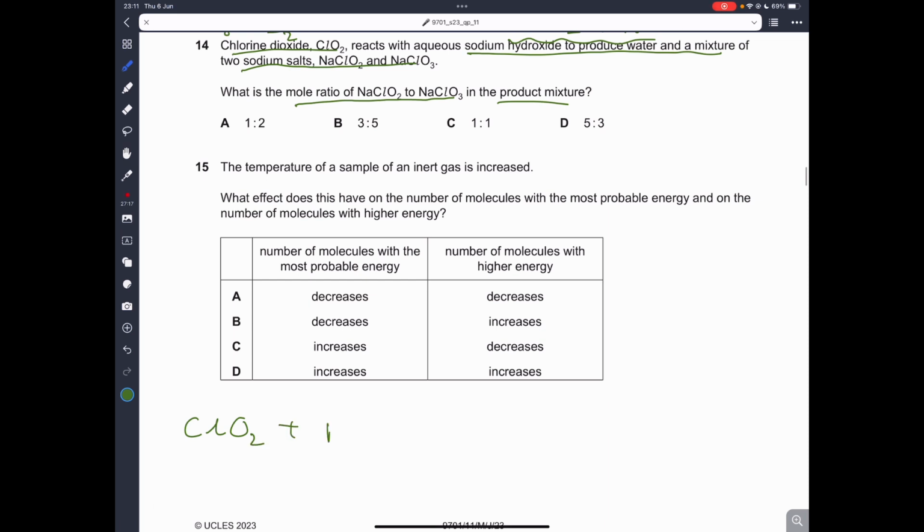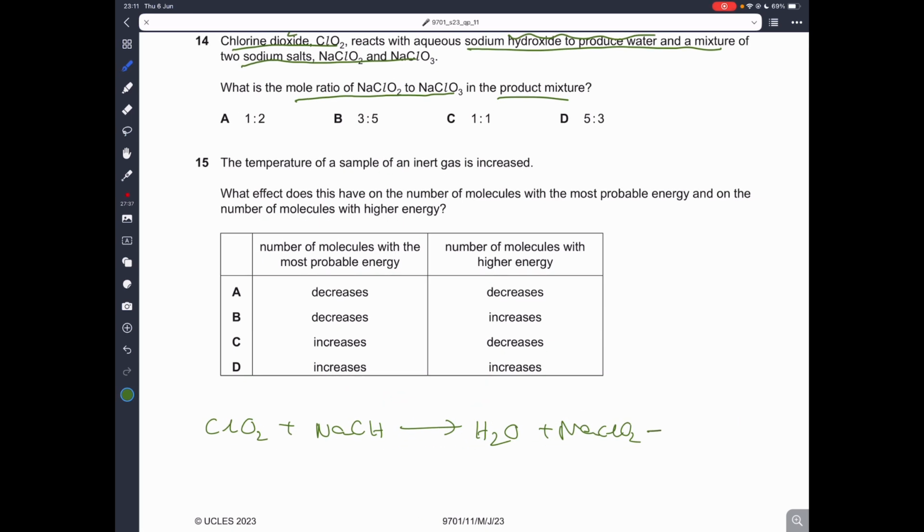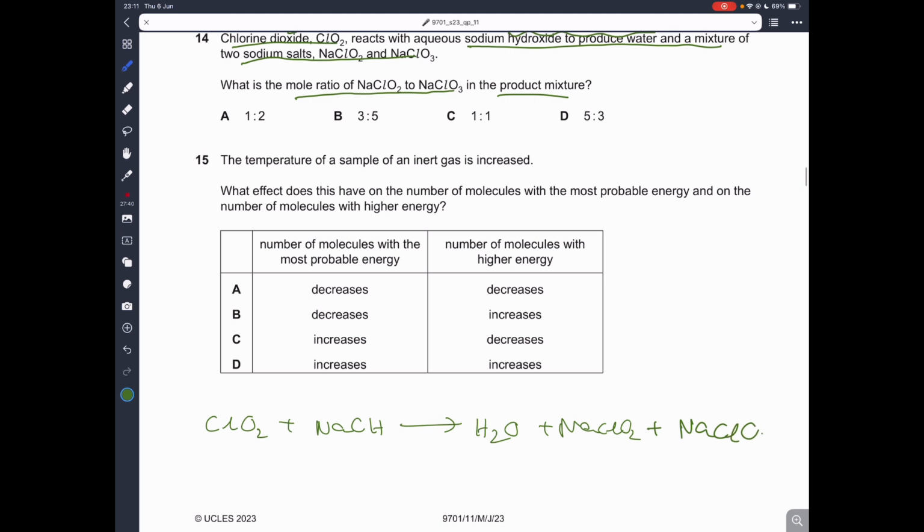ClO2 plus NaOH, producing water, NaClO2, and then we're going to produce NaClO3. You can balance it using the usual way. We can also use the oxidation way. I like to use the oxidation way, so let's do that. In ClO2, oxygen is minus 4 in total, so chlorine has an oxidation state of plus 4. In NaClO2, there is minus 4 and plus 1, so the oxidation state of chlorine here is plus 3. In NaClO3, plus 1, minus 6, that's plus 5.